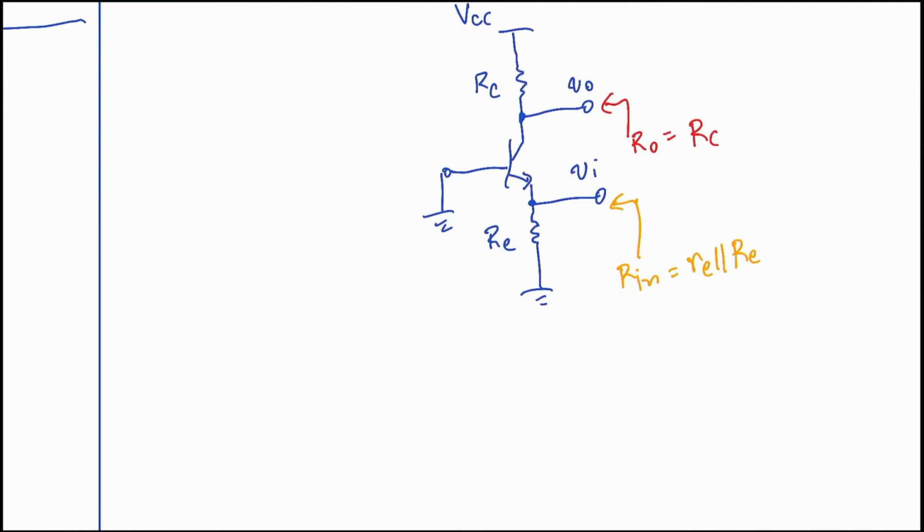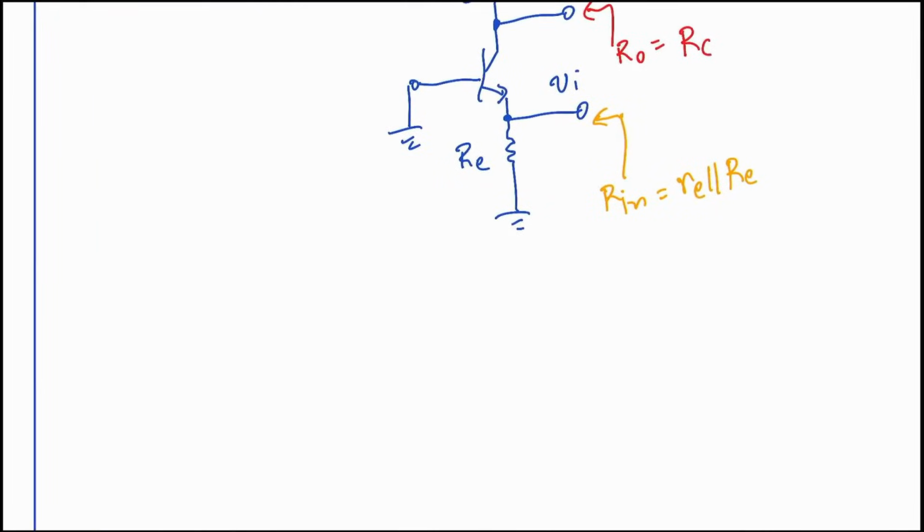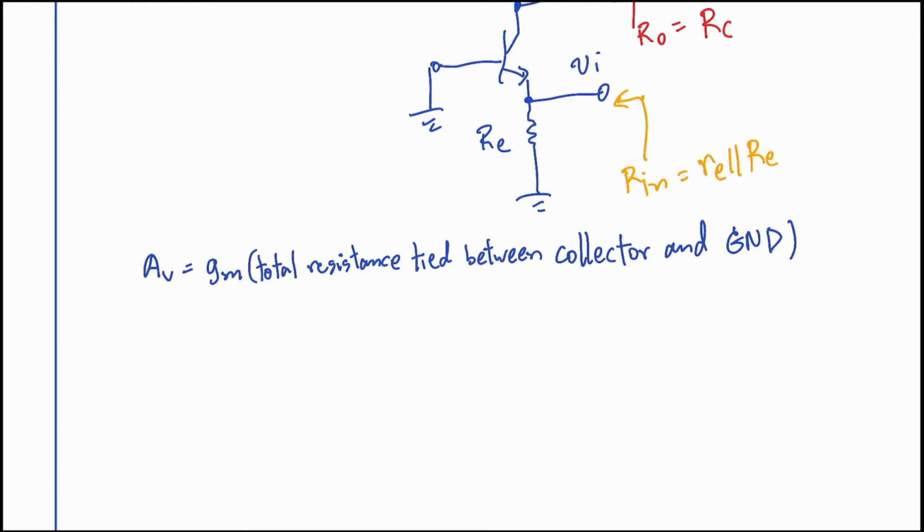Now, moving on to the next step, let us write out the full equation for the gain of this circuit. It is essentially equal to the transconductance, gm, multiplied by the total effective resistance between the collector pin and the AC ground reference point. Interestingly, this is exactly the same equation we use to describe the gain in a standard common source amplifier.